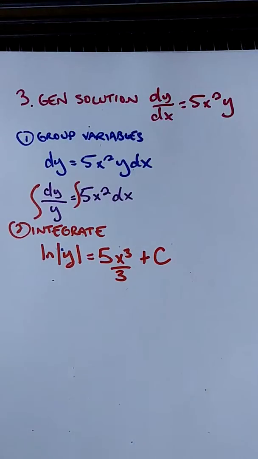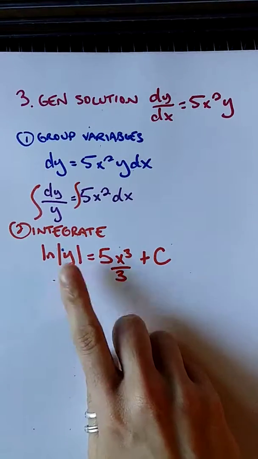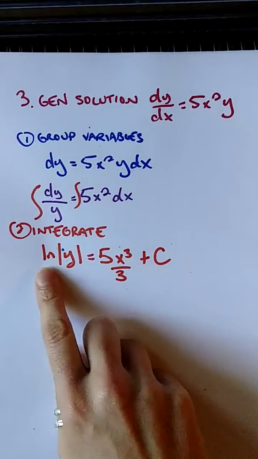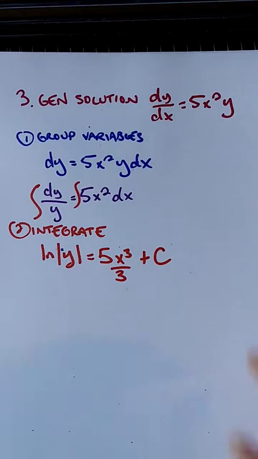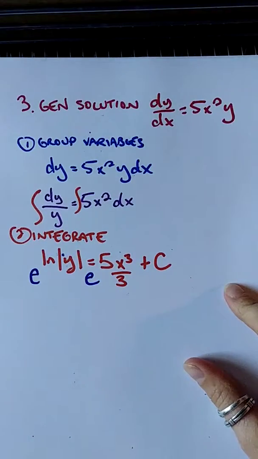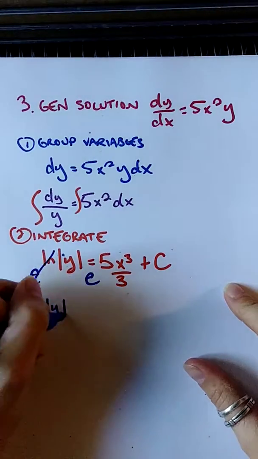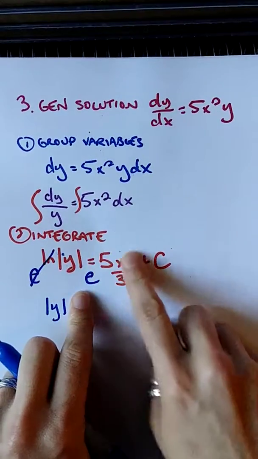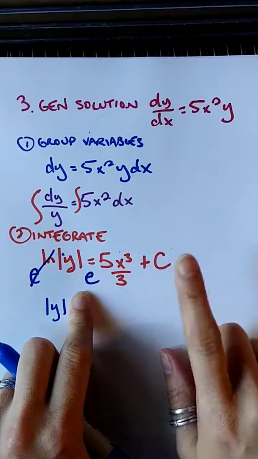Okay, so at this point, I want to simplify this equation a bit. I do need to have this general solution, so I do need to get y by itself. In order to do that, I'm going to need to eliminate my ln that's in front here, and I can do that using the letter e. E to the power of both sides is going to get rid of my ln. So these guys will cancel, and my absolute value of y will be left over. On the right, I have e to the power of 5x cubed over 3 plus c.